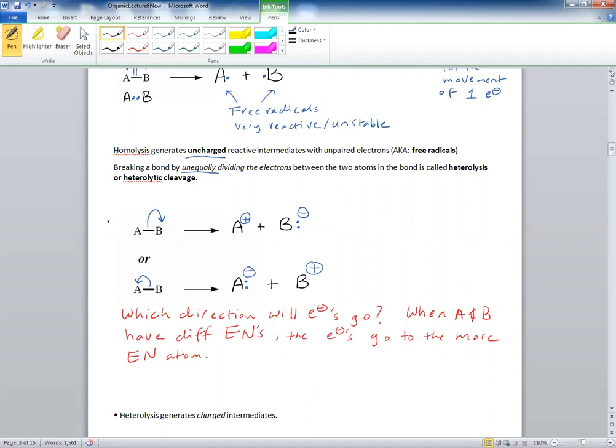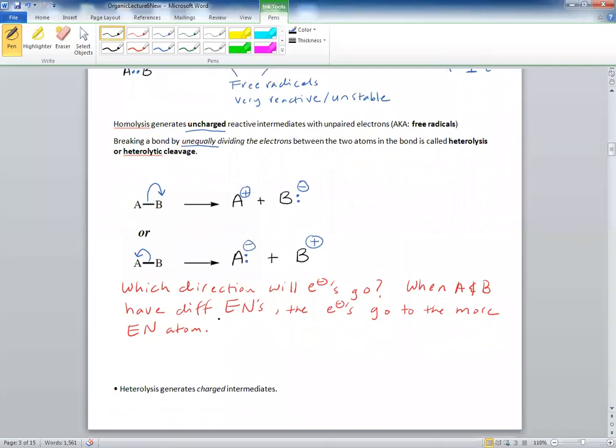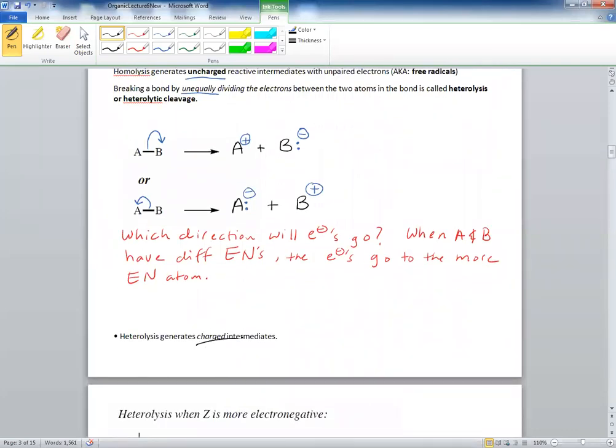Once again, be aware that where the electrons go, that's where the negative charge goes. Where it goes away from, that's where the positive is at. So again, make sure you remember that. It did generate charged intermediates. Okay, so those have a name for them. Those are called charged intermediates. So you will see them in an example in a second.